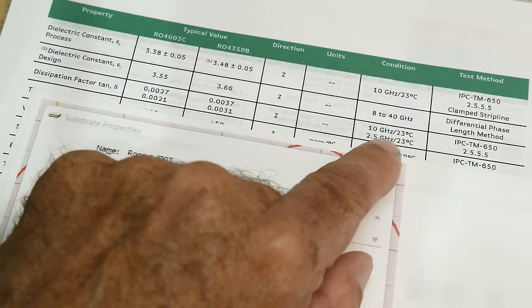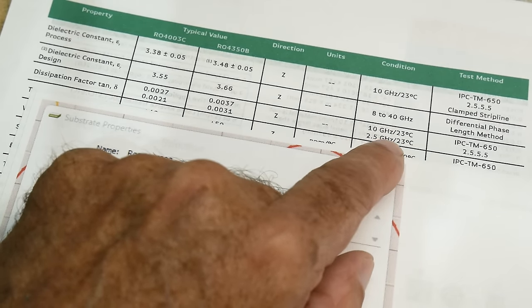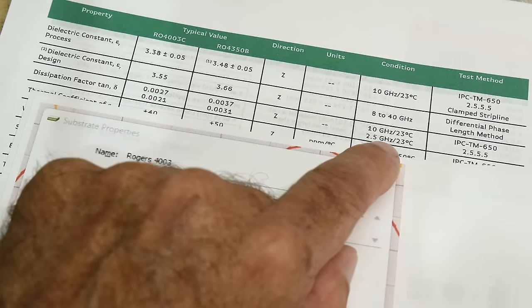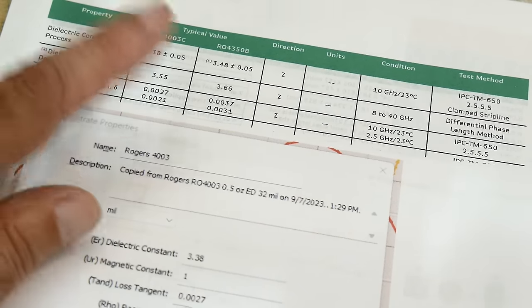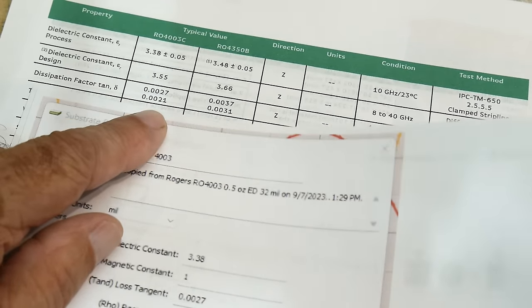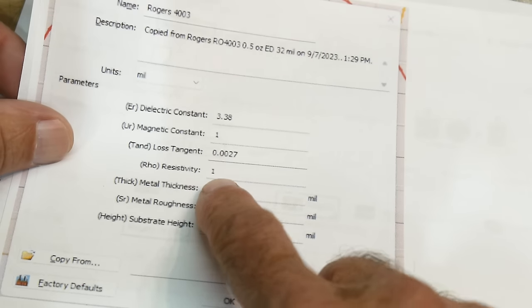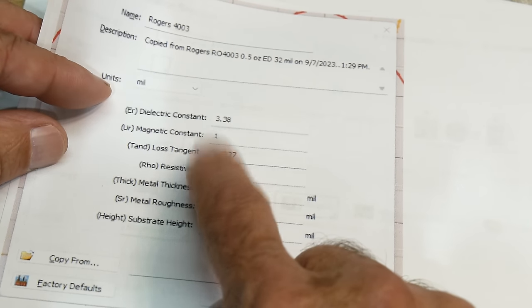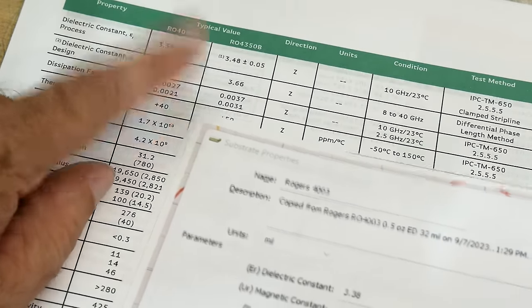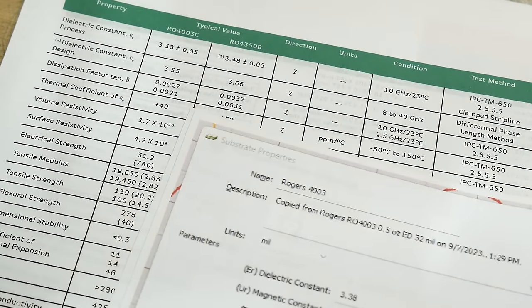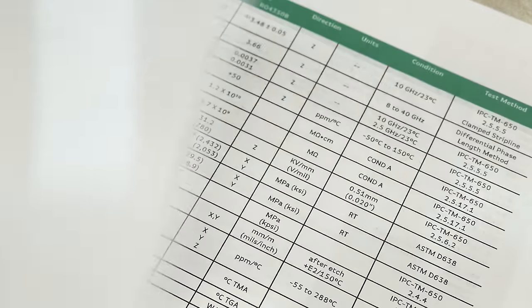Those are different wavelengths. So at 10 gigahertz, it's that one. At 2.5 gigahertz, it's that one. Now see, if I was going to go back, I would probably say, okay, this is actually 0021 because I'm operating at a low frequency. And so that might have been part of my error, was that right there. Okay, anyway, you get the idea.